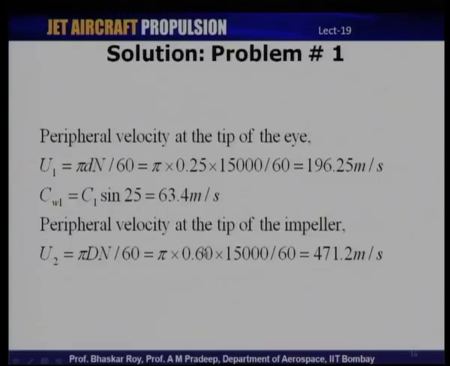Similarly, we calculate the blade speed at the tip of the impeller. U2 would be pi into capital D n divided by 60, where capital D is the diameter of the tip of the impeller. So, pi into 0.6 into 15,000 divided by 60. So, that is 471.2 meters per second. So, this is the blade speed at the tip of the impeller.